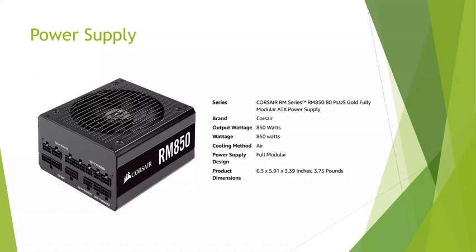Now there are some things that are pretty self-explanatory, such as the output wattage, which, as its name suggests, tells you the amount of power the power supply will output. However, there are some that need to be explained further, like the power supply design. The power supply design is usually represented by fully modular, semi-modular, and non-modular. What the term modular means in this case is whether or not the output cables can be detached from the power supply entirely.